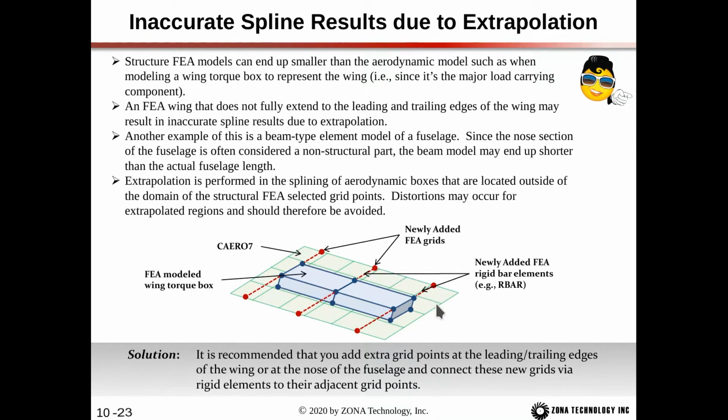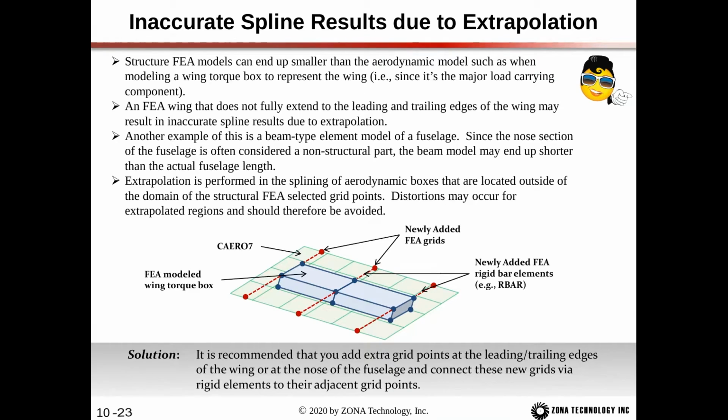Then next we'll talk once again about the extrapolation here. So the structure finite element analysis models can end up smaller than the aerodynamic model, such as when modeling a wing torque box to represent the whole wing, as shown here. So the aerodynamic model is shown in green, the structure model is shown in blue. And the structure guys see no reason to extend the model out to the boundary of the wing because that's not important. What's important is the wing box. So this finite element analysis wing that does not fully extend to the leading and trailing edges of the wing may result in an inaccurate spline due to extrapolation.